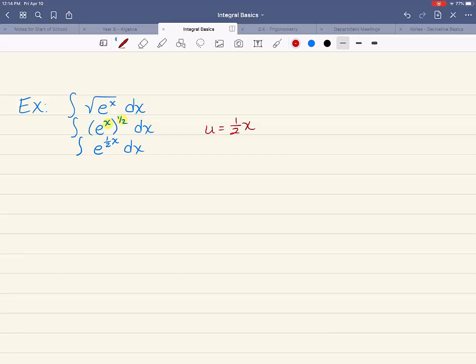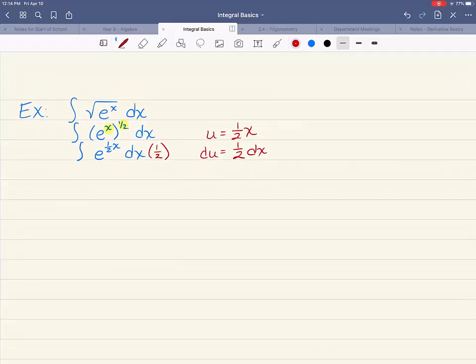So u equals 1/2 x, du equals 1/2 dx. So I need to put a 1/2 in here. It doesn't matter whether you put it in front of the dx or after the dx. But this is a little bit weird because usually I put whole numbers inside my integrals. If I put a 1/2 in there, what do I need to put on the outside? What you need to put is a 2. They have to multiply together to make 1 so that the 1/2 has not really affected the integral at all.